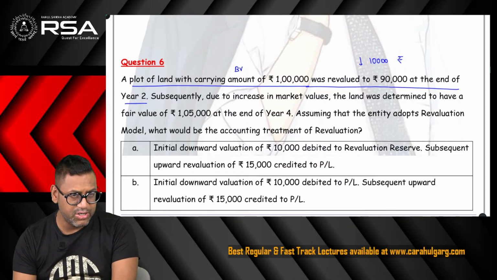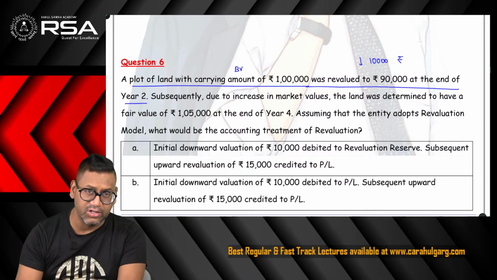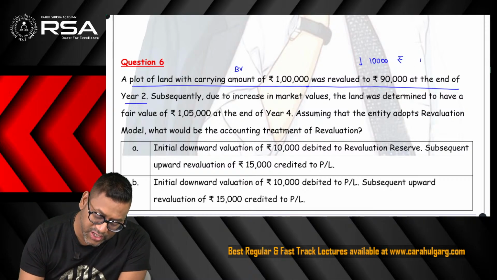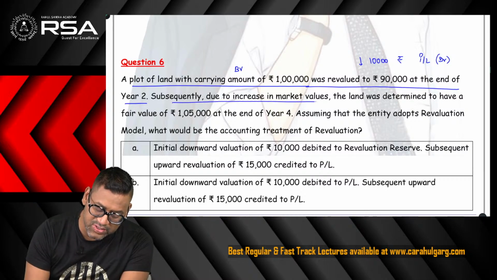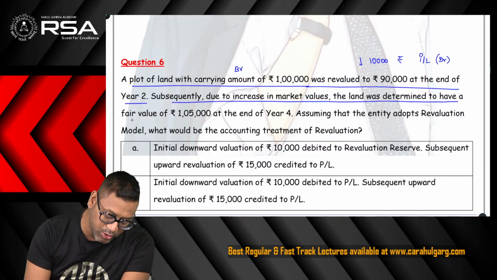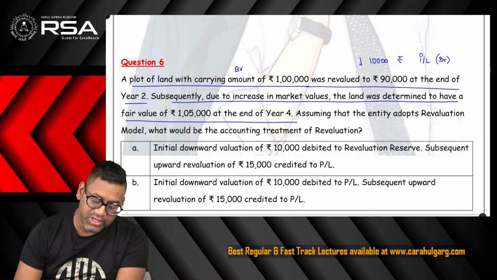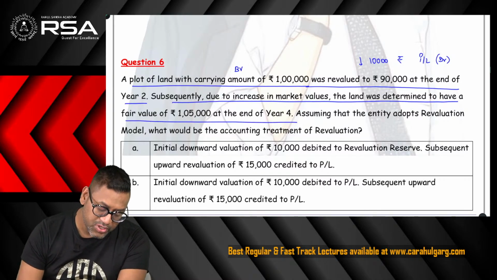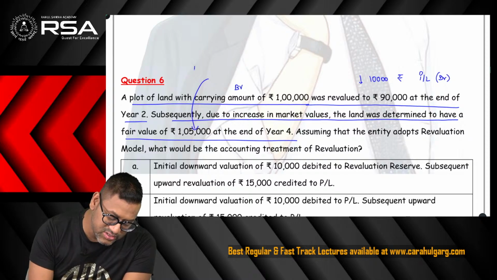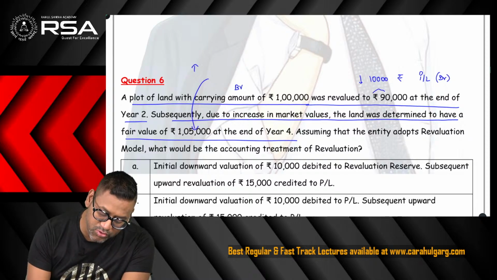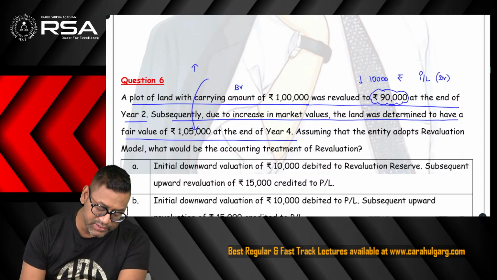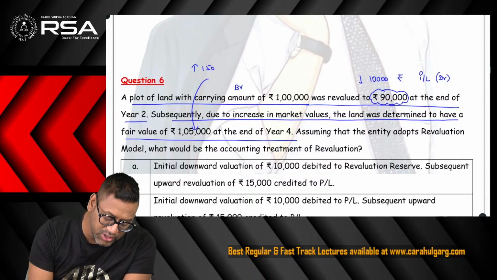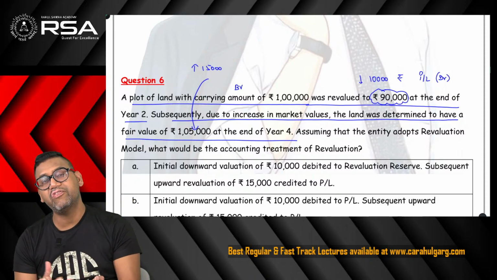As per AS number 10, whenever there is a downward shift in the value of the asset, it has to be debited to the P&L account. Then it says, subsequently, due to increase in market values, the land was determined to have a fair value of rupee 1,05,000 at the end of year 4. So you have increased the value from 90,000 because you valued it at 90,000 at the end of year 2. At the end of year 4, you are valuing it at 1,05,000, means you are increasing it by 15,000.